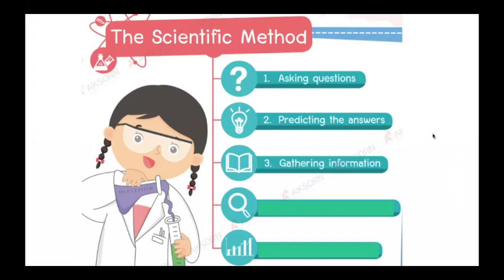Step number 3, gathering information. Step number 4, do you remember step number 4? Step number 4 is studying the information. What about the final step? Step number 5, do you remember? Drawing conclusions. Okay, good job.